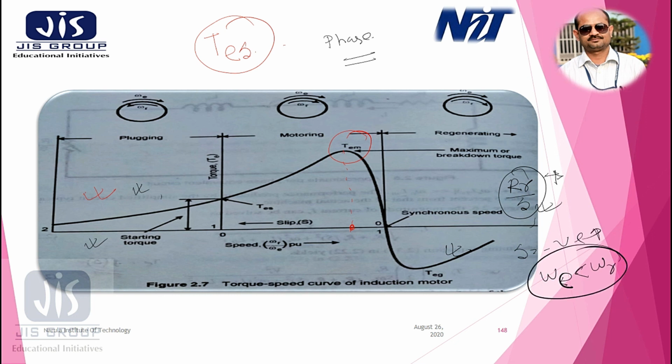So this is all about today's class. In the next class, we will discuss the effect of different parameters like change of voltage, change of frequency, V by F effect, flux weakening effect, and stator current effect on this torque speed characteristic.